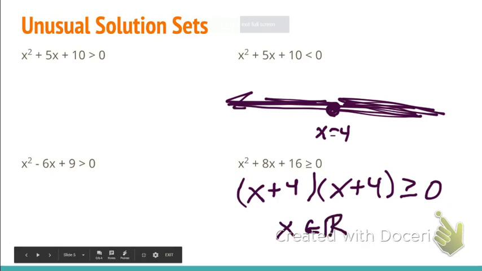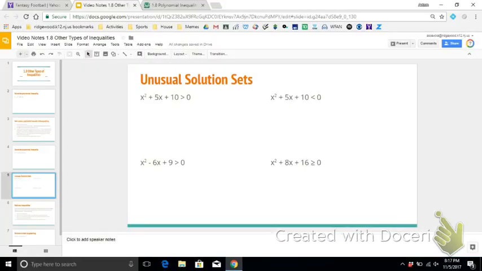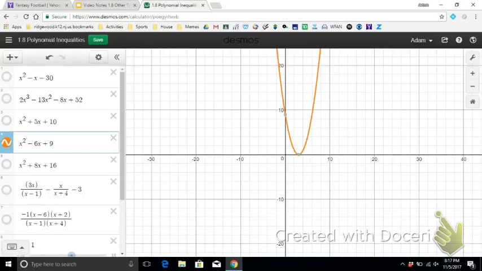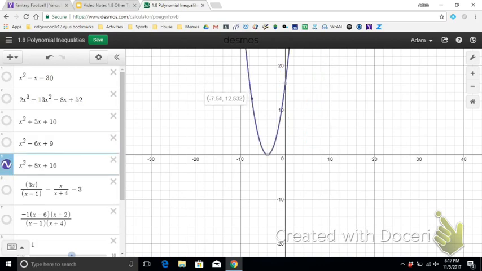Every number works because there's one x-intercept, and that's a solution because we can see when it equals 0, because of the greater than or equal to sign, and then anything on the interval on either side of it will make it also greater than or equal to 0. And if we look at the graph, we'll see x squared plus 8x plus 16, the output is always greater than or equal to 0, because it just bounces right off that point.